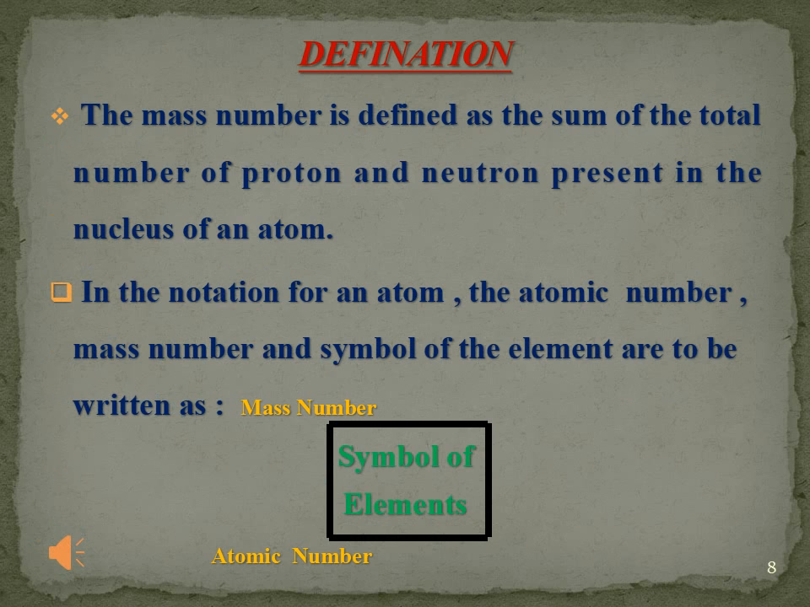Similarly, if you need to write the notation for chlorine, you can. We know the symbol of chlorine is Cl. The mass number of chlorine is 35, and the atomic number of chlorine is 17. So you can write 35 as the mass number, the symbol Cl in the center, and in place of atomic number you can write 17. This is how, students, you can do the notation of any atom.